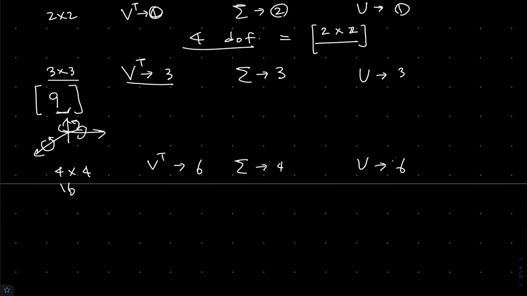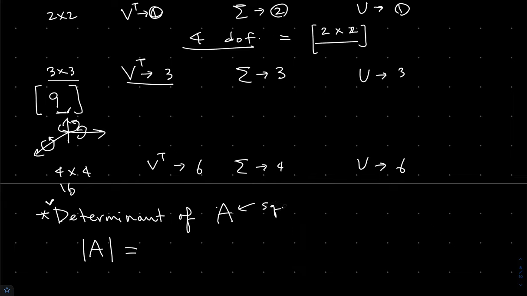Now, let's look at the determinant of the matrix A, which we can write like this. What is the determinant of matrix A? When we say determinant, this A should be a square matrix, right? So we can't compute the determinant for non-square matrices. Although we mentioned that the singular value decomposition holds for any matrix A, when we talk about determinant, we're talking about square A.